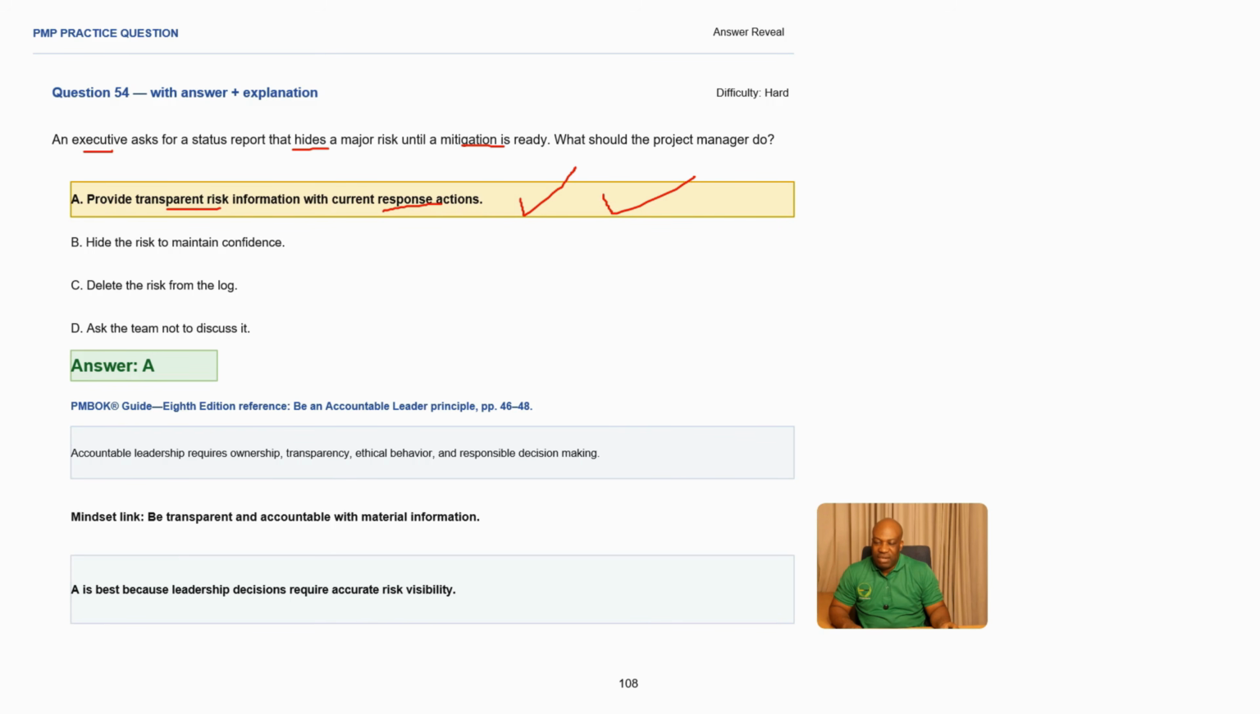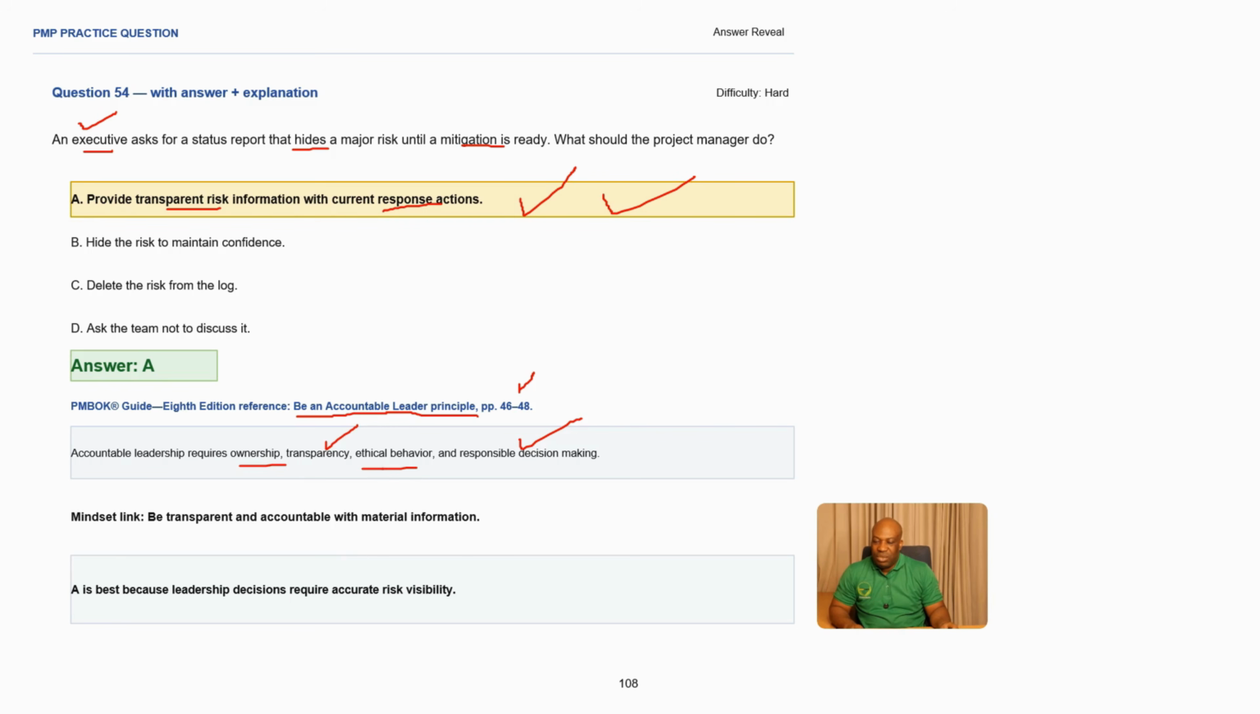And what is our reference? If you go into our PM book, we have to be an accountable leader, which is on page 46. Right? What does accountable leader mean? Accountable leadership requires ownership, transparency, ethical behavior, and also responsive decision making. So in this case, you're not supposed to hide, even if it's coming from the executive. You just need to provide transparent risk information with current response actions.